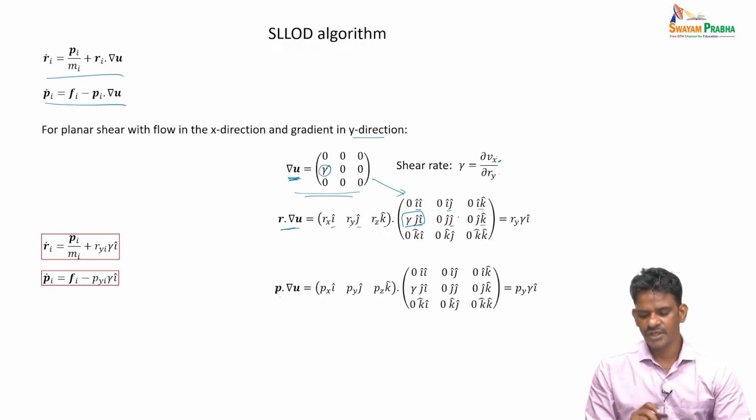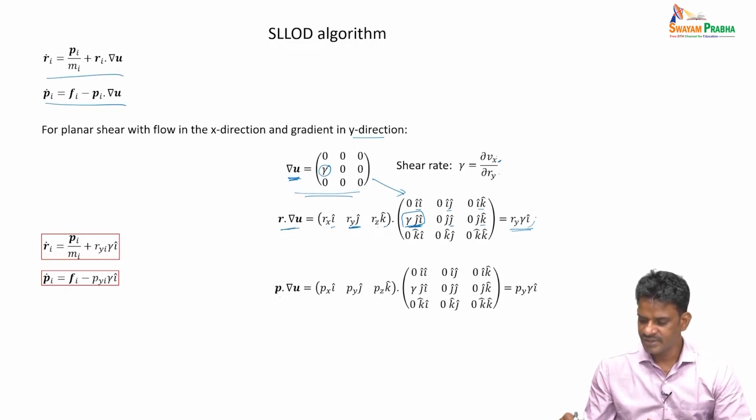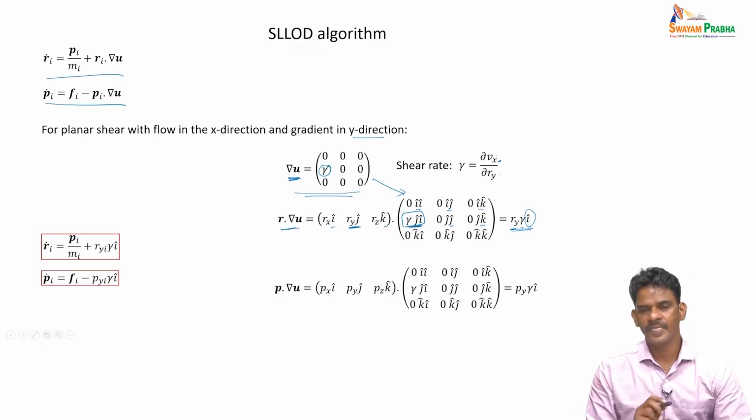So when you do this dot product of R dot del u, you will see that the product of only this and this term will be non-zero. So you will get R dot del u as R over times gamma times I cap. So this basically means the R dot del u is an effective velocity that only happens in the x direction, and how much that is given by the y position of the particle times the gamma.